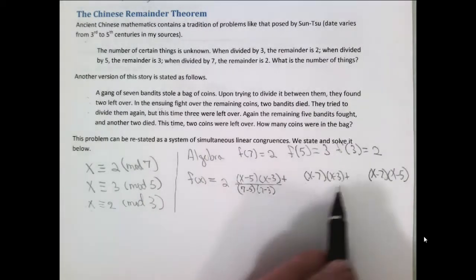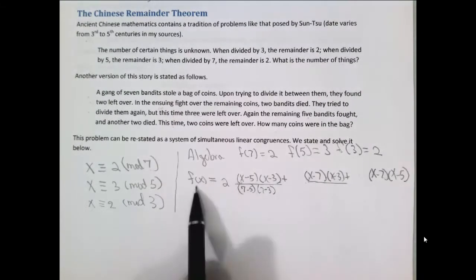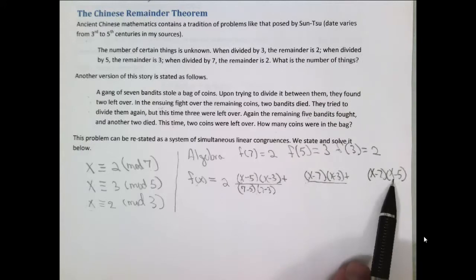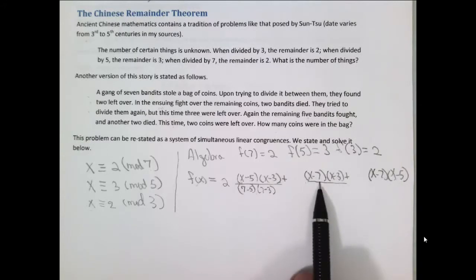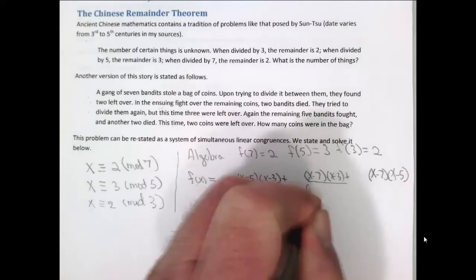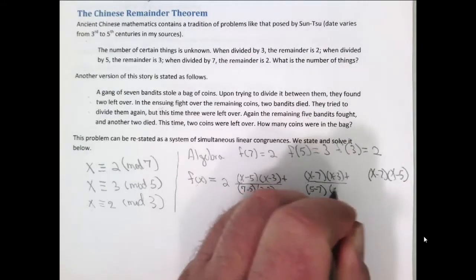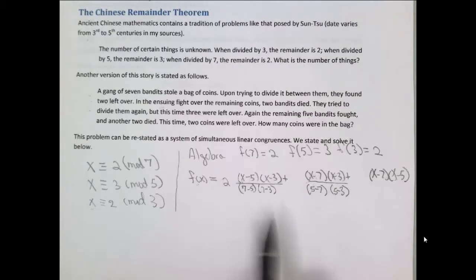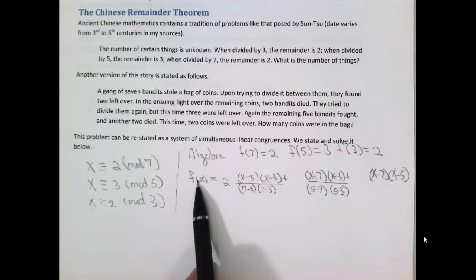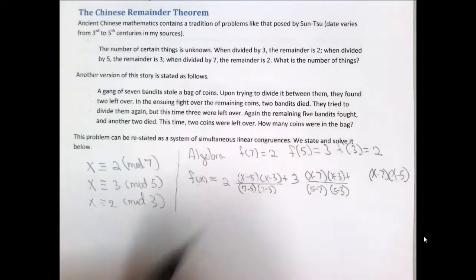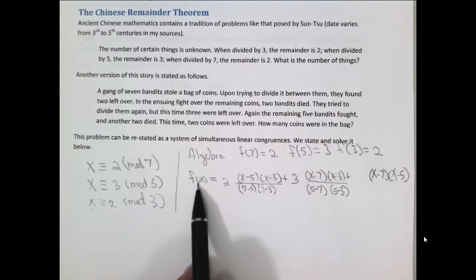In the same way, if I evaluate this function at 5, this term will be 0, this term will be 0, this is the only non-zero term. At 5, this factor is 5 minus 7, this factor is 5 minus 3, and now as it's set up, if I replace x by 5, I'll get a 0 here, a 0 here, and a 1 here. Multiplying by 3 ensures that f at 5 is equal to 3.